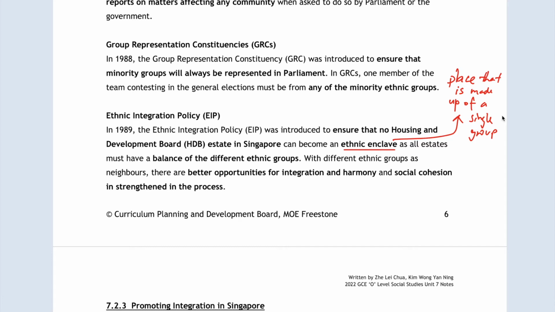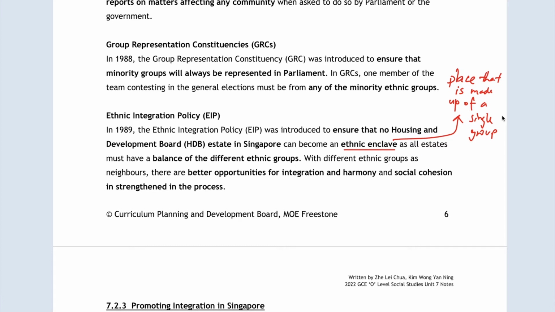So the EIP was introduced for when people are getting their HDB flats, you remember there's a process to that. The EIP policy ensures that there is a balance of all the different ethnic groups within a certain HDB estate, so there will not be any ethnic enclaves. The whole purpose is to allow people to have more opportunities to integrate and be harmonious with one another. And through these interactions, as we learned before about common space, we are able to strengthen our social cohesion, to understand more about one another and to prevent any misunderstanding from happening. This is the whole point of the Ethnic Integration Policy.